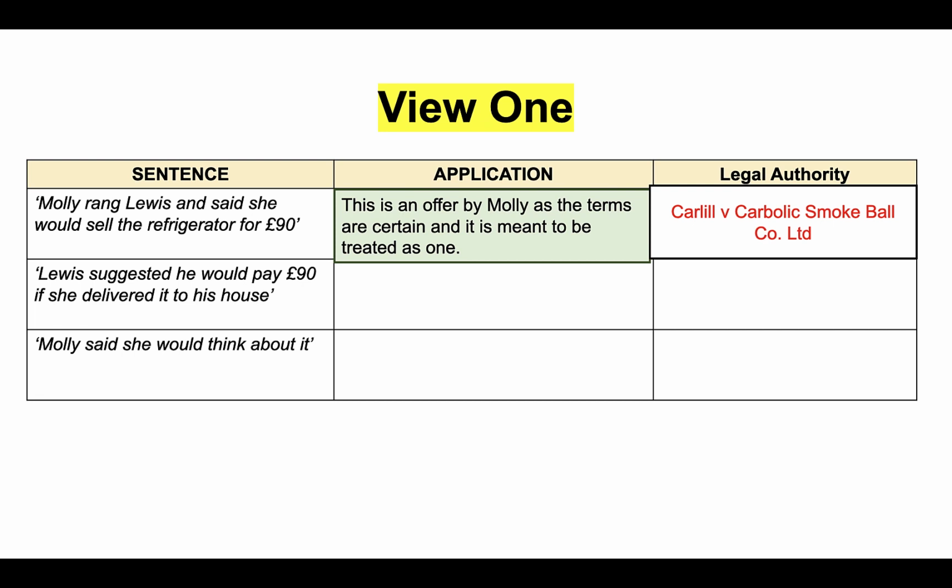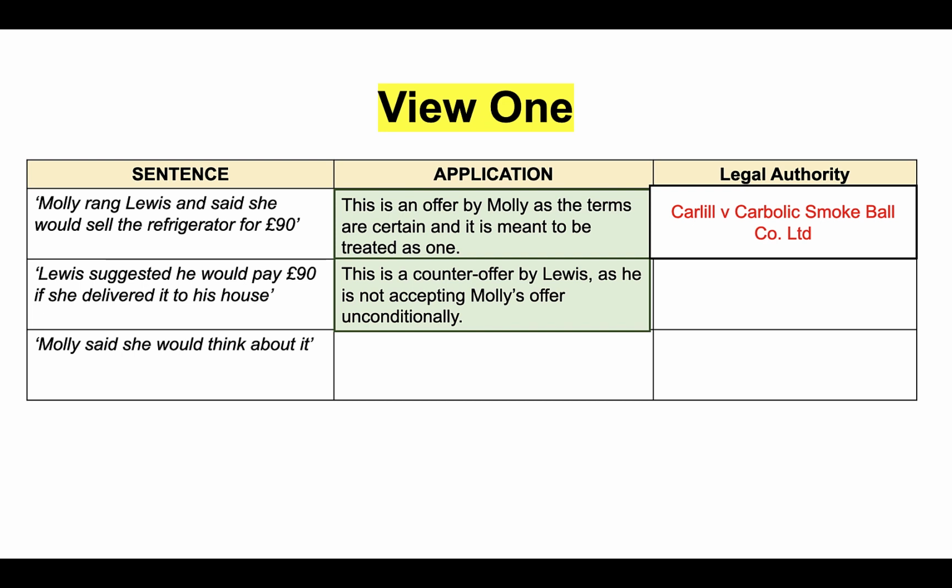An offer, of course, is a sort of proposition or proposal to another showing a willingness to contract, and can be to one party or indeed the entire world. Lewis suggested he'd pay £90 if she delivered it to his house, and we can say here this is a counter-offer by Lewis. He's not unconditionally accepting her offer, but he's rather saying, the courts might think, okay, I'll pay, but you've got to deliver it to my house.